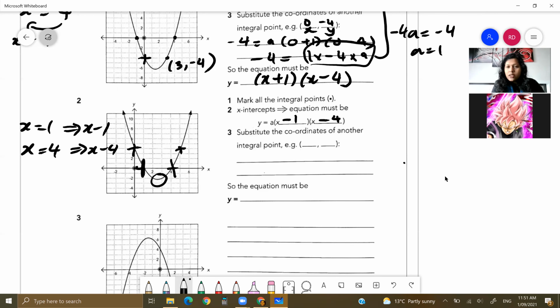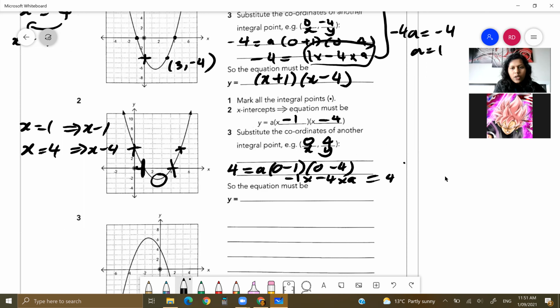You should get the same answer. Either point you use, you should get the same answer. I'm going to use 0, 4. Okay, so now I'm going to substitute that in. So remember, this is your x and that's your y. So 4 is equal to a times (0 minus 1) times (0 minus 4). So that's -1 times -4 times a, which is equal to 4. So I've got 4a is equal to 4, a is equal to 1.